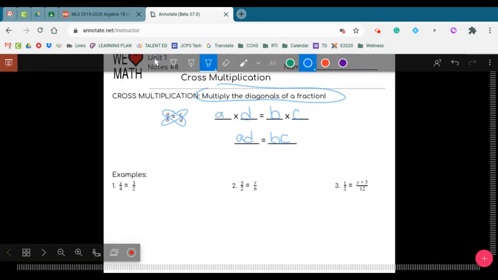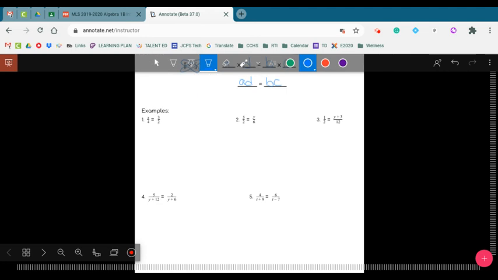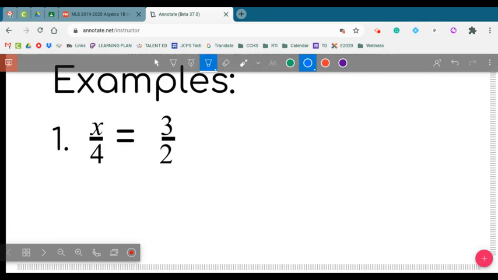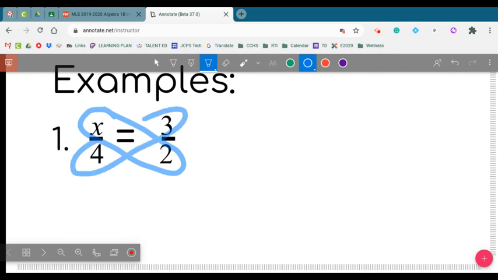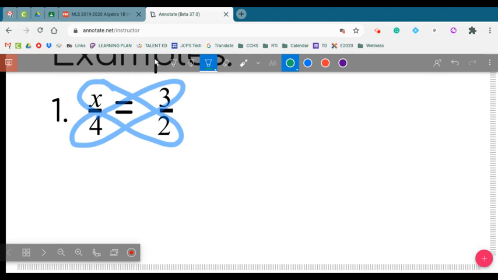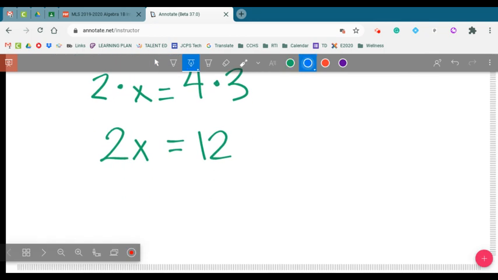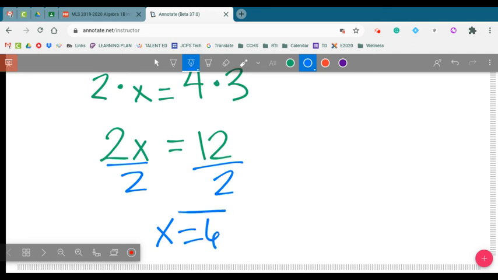Okay, let's go down to our examples. As you can see, our first two examples are pretty easy, and then 3, 4, and 5 get a little bit trickier. So number 3, if you want to draw your butterfly each time, you can. So we're going to do x times 2, and then 4 times 3. So 2 times x equals 4 times 3. 2 times x is going to give you 2x, and 4 times 3 is going to give you 12. So now you see we have an x, so we need to solve for that. We're going to divide both sides by 2, so we're going to get x equals 6.